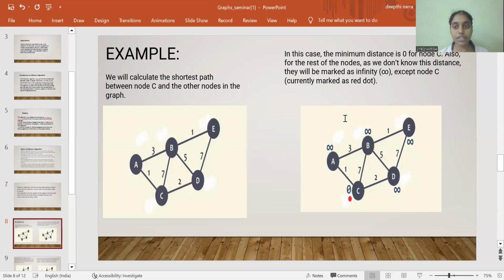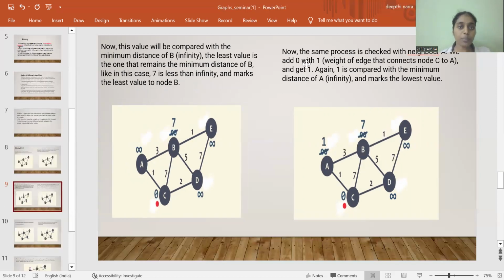Here we will see an example for this algorithm. First, we will calculate the shortest path between node C and all other nodes in the graph. So we will give the weights for the edges in the graph, and in this second case, the minimum distance is 0 for node C. Also, for the rest of the nodes, we don't know this distance. They will be marked as infinity, except node C. Current node is C and it is marked as a red dot.